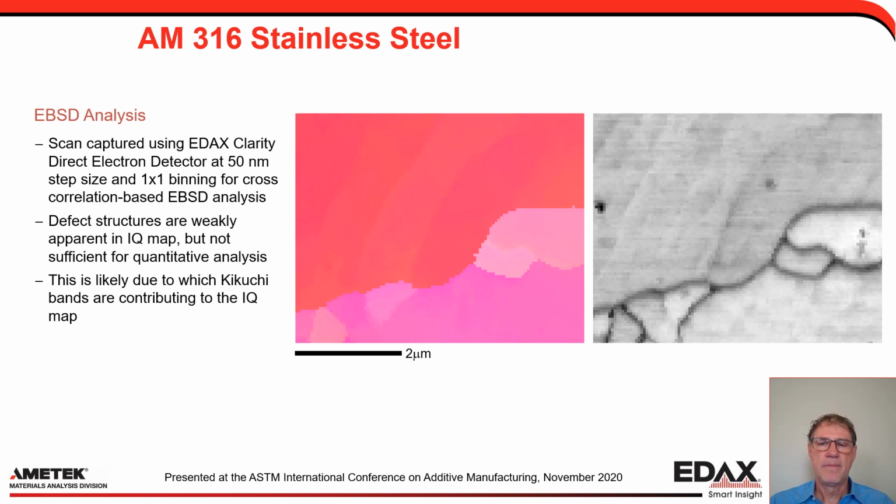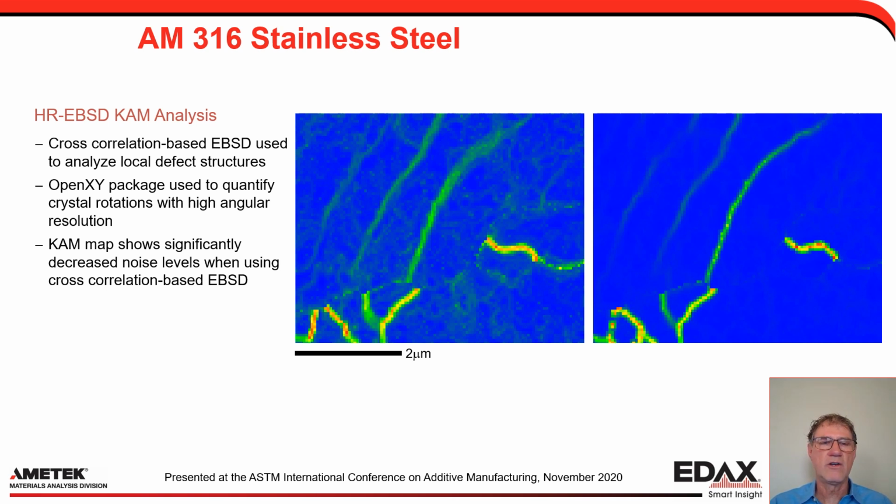So let's take a look at the cross correlation at the subpixel level. Here's the regular KAM analysis on the left, and here is the cross correlation method on the right. You can see that the cell walls are stronger, and there's not as much going on within the subgrains as we might have thought from the general EBSD KAM measurements, where we have less resolution in terms of the misorientations.